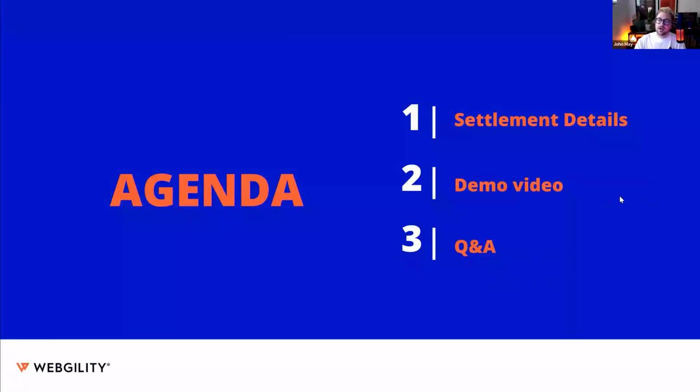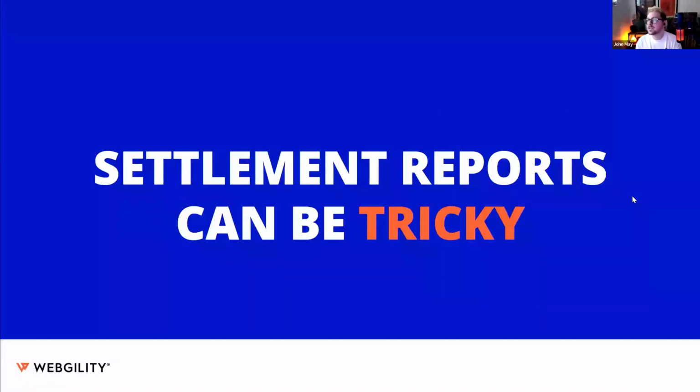So, just to get started, settlement reports can be tricky. I'm sure everybody knows this. If you joined the webinar for any reason, I'm sure it's because you've had some issues with settlement reports or Amazon configuration in the past. I think the biggest problem is that settlement reports don't work naturally with people's workflows. It's the same with Walmart payout reports or Shopify payout reports too. They work on their own schedule, right?